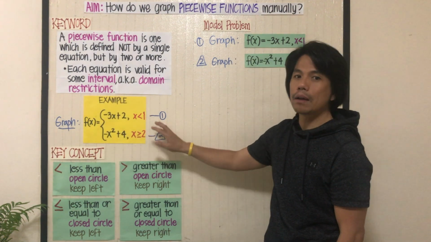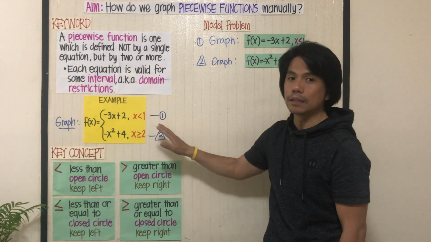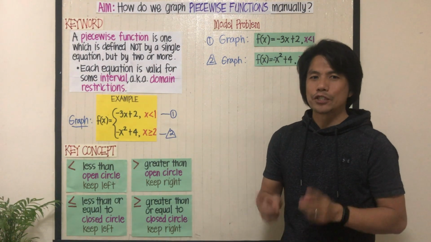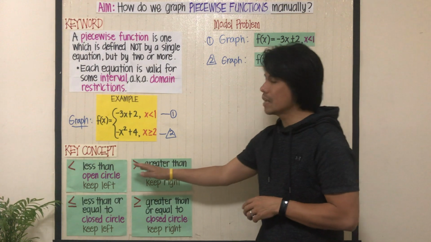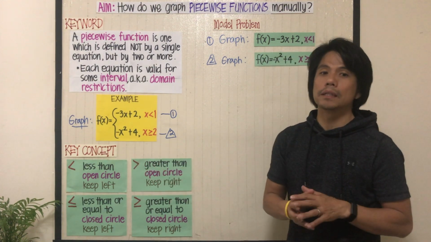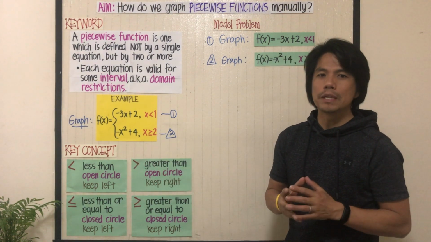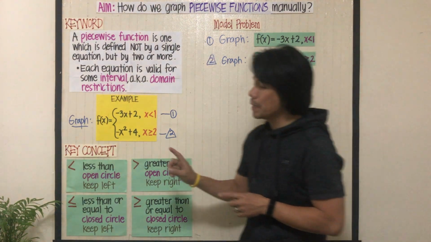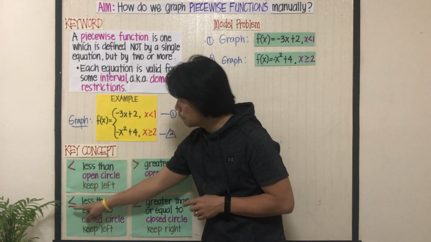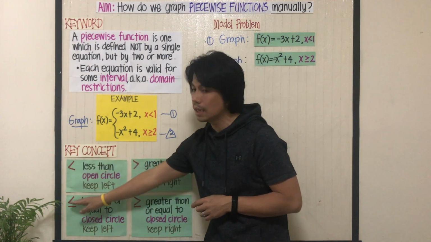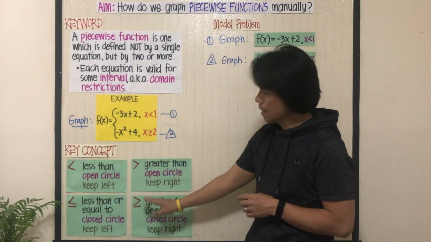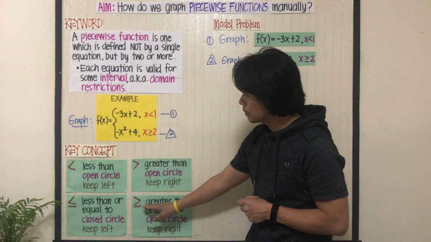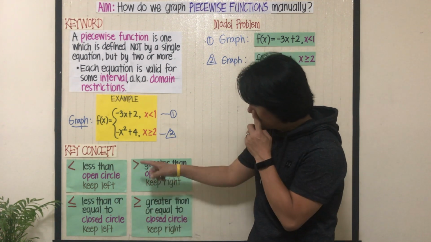I'm going to teach you how to do this later. Let's go and dive into the key concepts. These key concepts are the mathematical rules that we need to follow so that we can achieve our aim. I'm pretty sure that most of you are familiar with the four symbols here: less than, less than or equal to, greater than, greater than or equal to. Let's take a look at one of those.